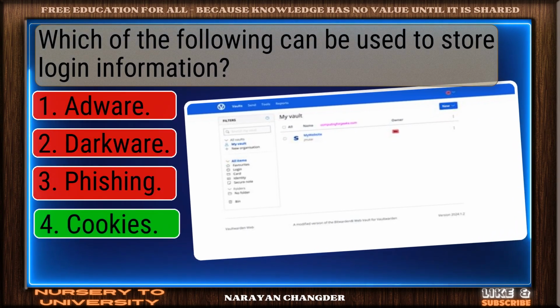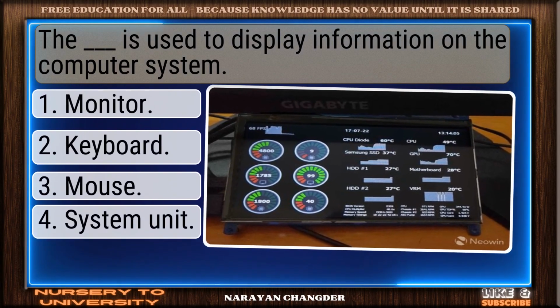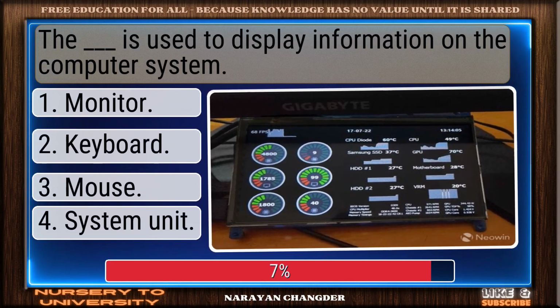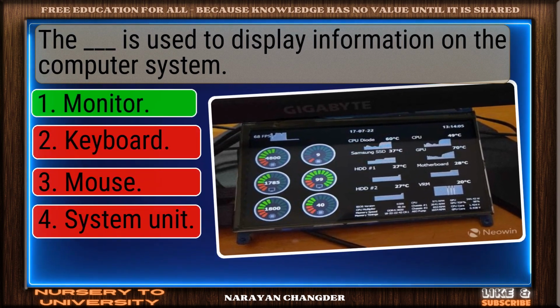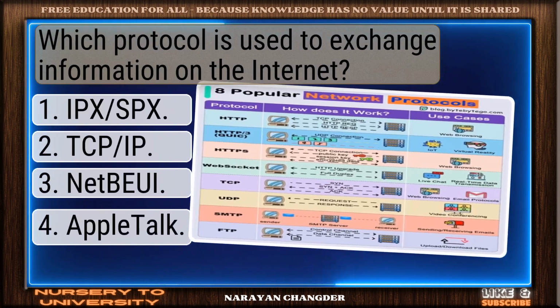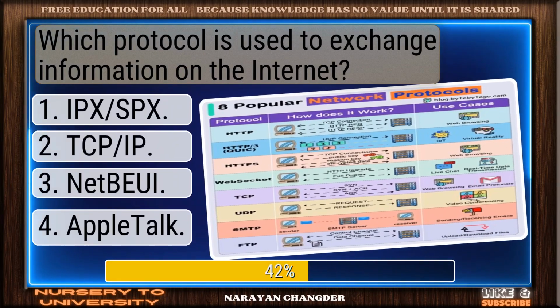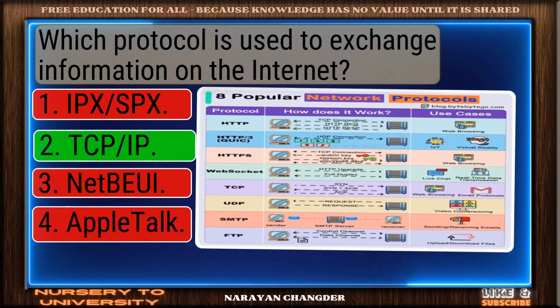Strong choice. Cookies is right. The dash is used to display information on the computer system. On track. Monitor is correct. Which protocol is used to exchange information on the internet? Smart pick. TCP is correct.